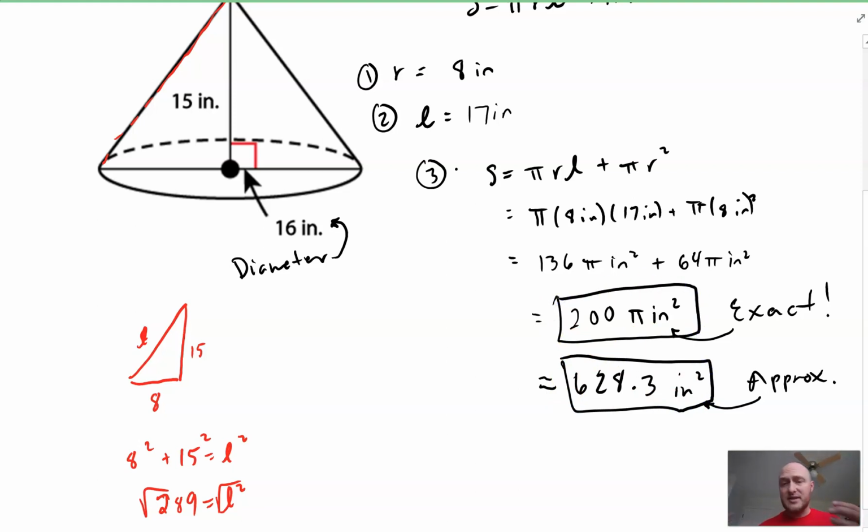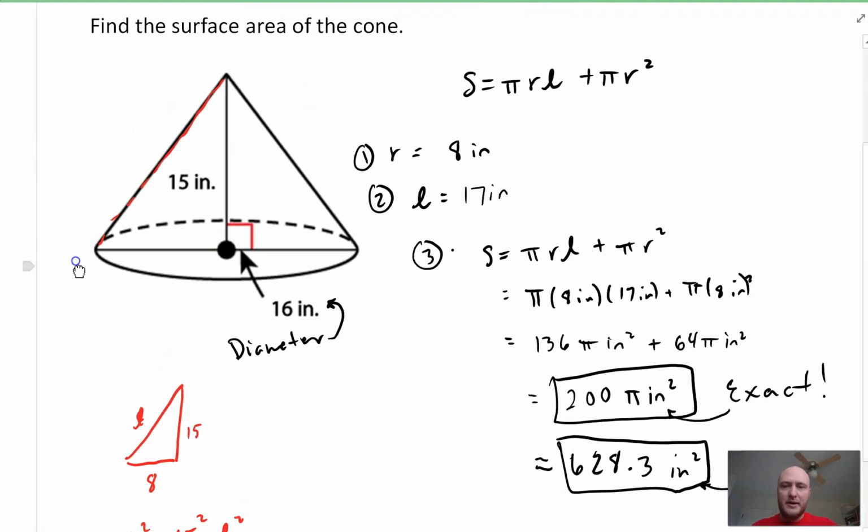Sometimes they'll say give the exact solution, give the approximate solution. If you do both, we can grade you for both. But if they want the approximate and you stop at the exact, we can't give you credit. If they want the exact and you only give the approximate, then we can't give you credit for that. So show both.